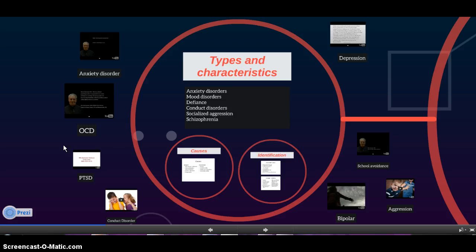Last time we watched videos on some of the different types of emotional and behavior disorders, and so now we're going to watch a few more, and then we're going to talk about some more characteristics of emotional and behavior disorders. The next type of emotional and behavior disorder we're going to talk about are conduct disorders.